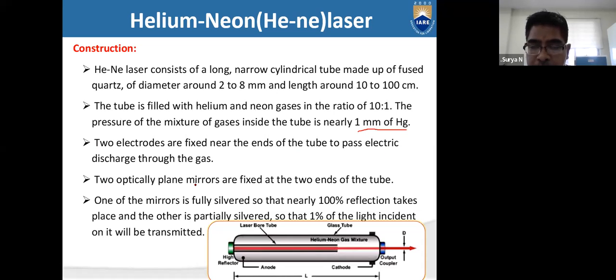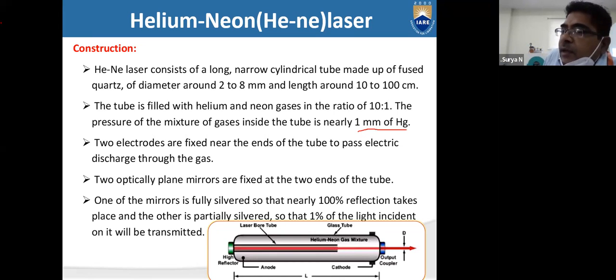So two optical plane mirrors. This is one plane mirror and this is the other plane mirror. Two optical plane mirrors are fixed at the two ends of the tube. As we know, when we spoke about the components of a laser, one component is the active medium, another is the pumping mechanism to pump the active medium, and another is the mirrors. In this case, one of the mirrors is fully silvered so that 100% reflection takes place, and the other is partially silvered so that 1% of the light incident on it will be transmitted.